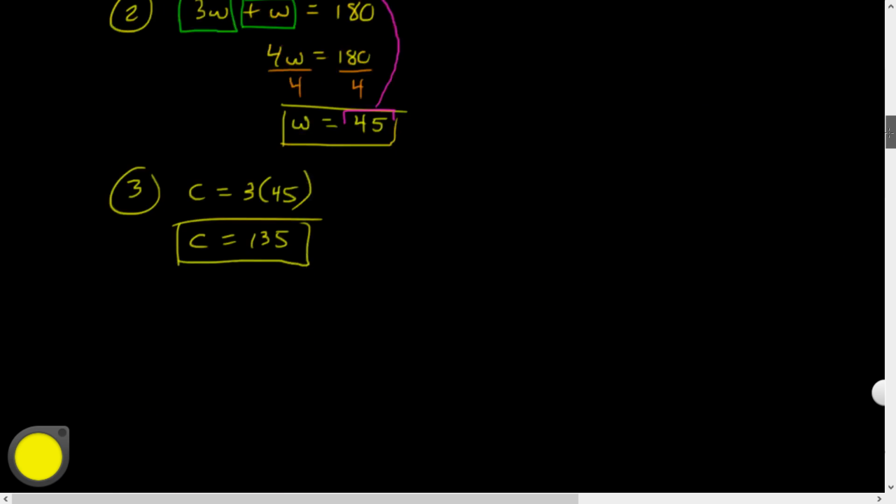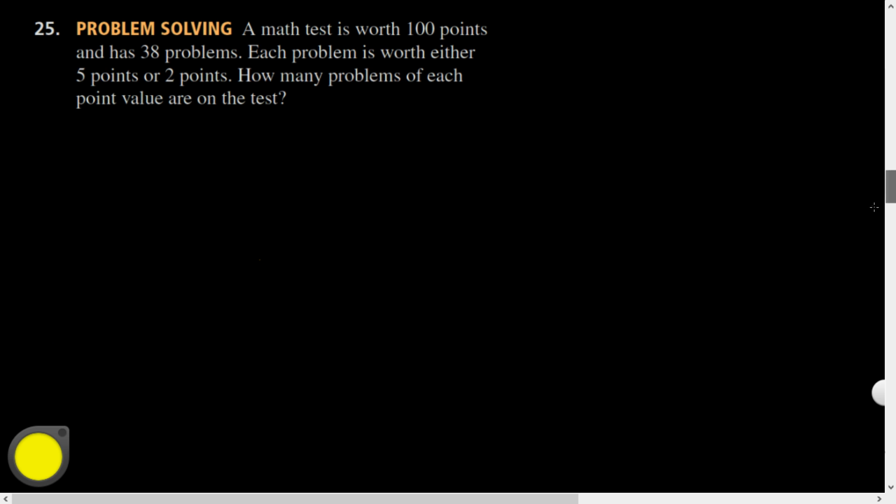So let me at least write the variables and equations for this number 25. I might not take the time to solve it because I want to finish this video at 15 minutes. I think that'll be sufficient. It says a math test is worth 100 points. Wow, it has 38 problems. Each problem is worth either 5 points or 2 points. And okay, here's the question. How many problems of each point value are on the test?